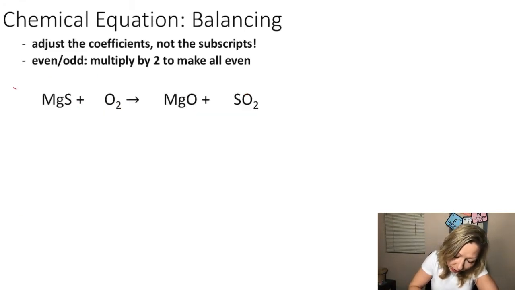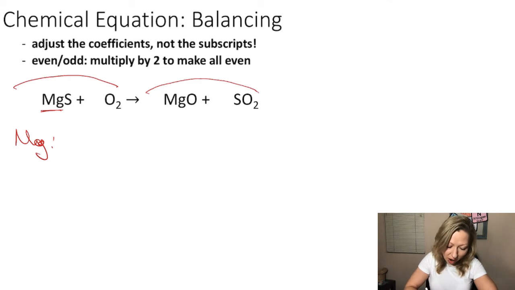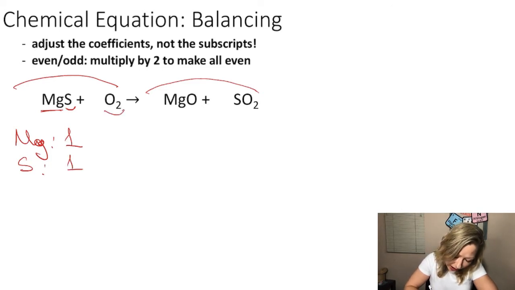So here are my reactants, here are my products. Let's start with the first atom in my reactant side, magnesium. How many magnesium atoms do I have? One, right? Next atom, sulfur. How many sulfur atoms do I have? One again. Oxygen. How many do I have? Two. Okay, so I'm going to keep the same order: magnesium, sulfur, and oxygen.